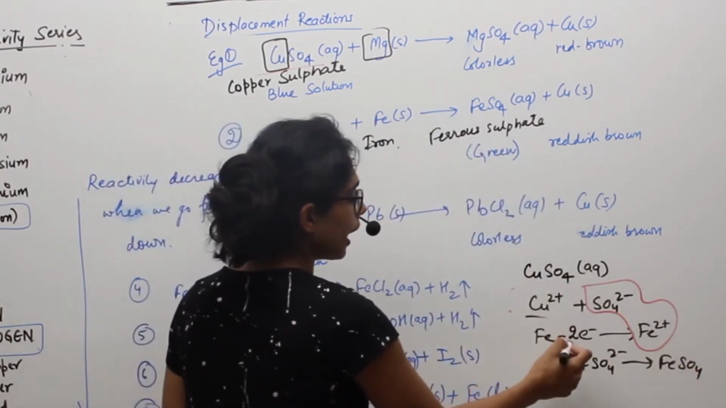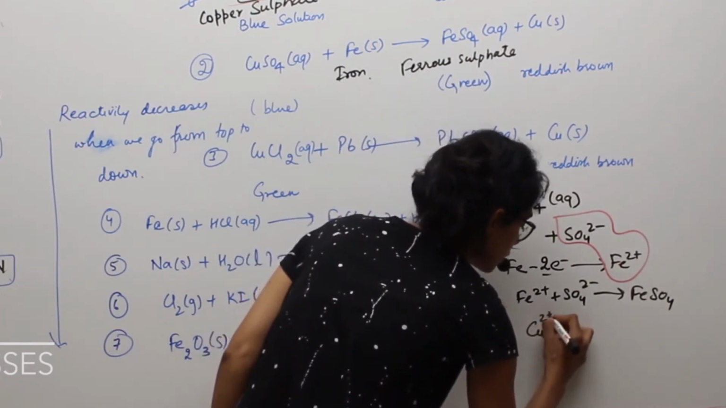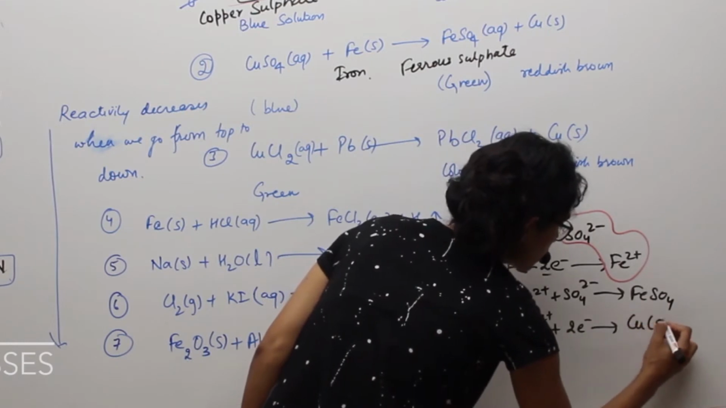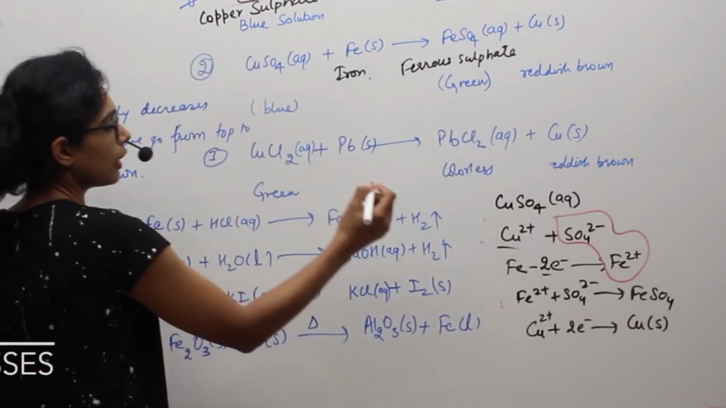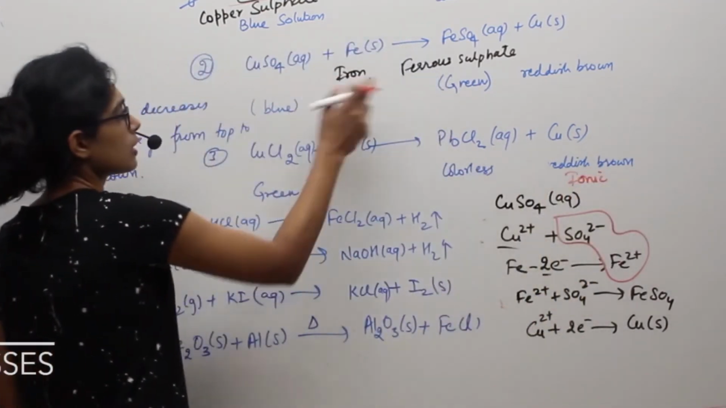We are left with copper and 2 electrons. Copper ion will gain these 2 electrons and become solid copper, or copper metal. So this is how the reaction looks in the ionic manner. This is the ionic reaction of this displacement reaction.